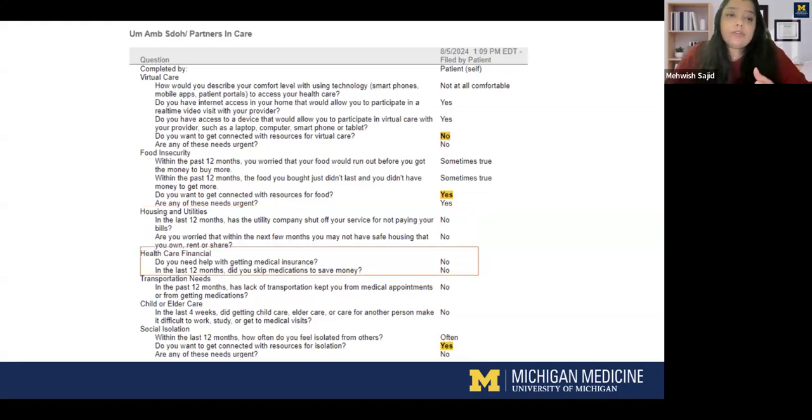Healthcare and financial concerns. Do they need help getting medical insurance, or in the last year, did they skip medications in order to save money? Patients can indicate whether that's yes or no. For transportation needs, patients are asked if in the last year they had difficulties with transportation that kept them from going to medical appointments or from getting medications. And then for child or elder care, in the last month, did having to coordinate care for someone else make it difficult for the patient to go to work, to study, or to go to their own medical visits? And then for social isolation in the last 12 months, how often did they feel isolated from others? This patient said often. She did want resources for the isolation, but it was not an urgent request.